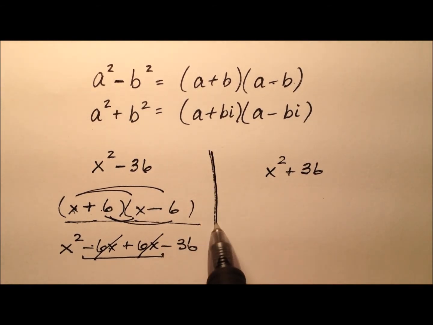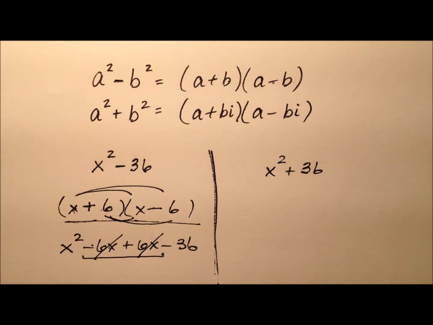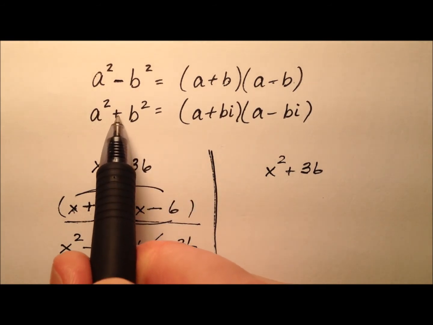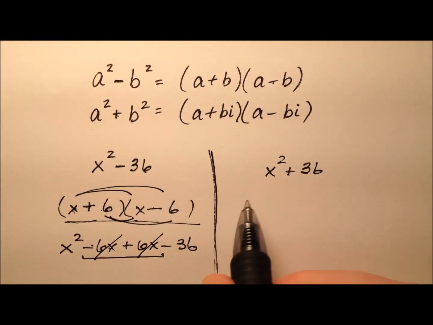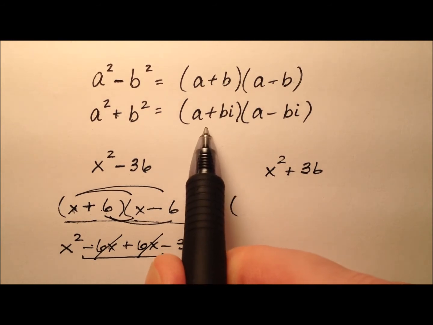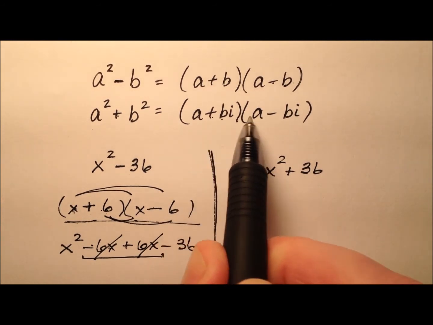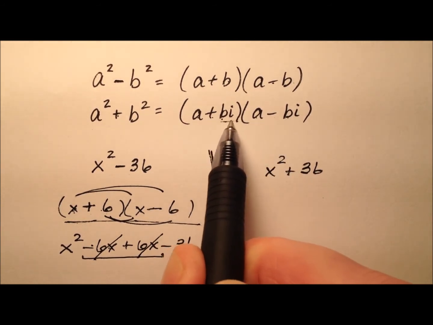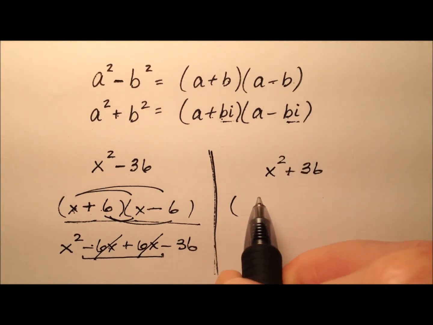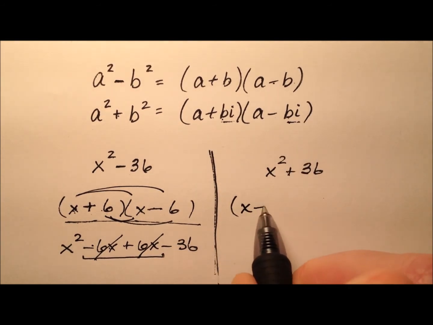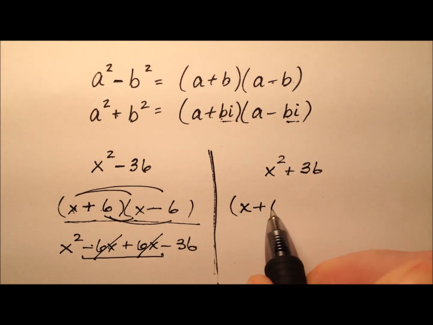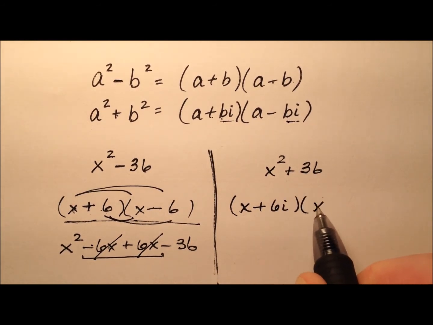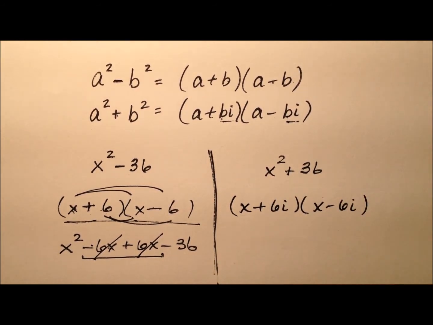Okay, so how does that compare then with the sum of squares? Well, using the formula, we have the sum, because it's addition. It's going to have all the same pieces, a plus b and a minus b, but the second term will have an i with it. So it should look something like this: (x plus 6i) and (x minus 6i).